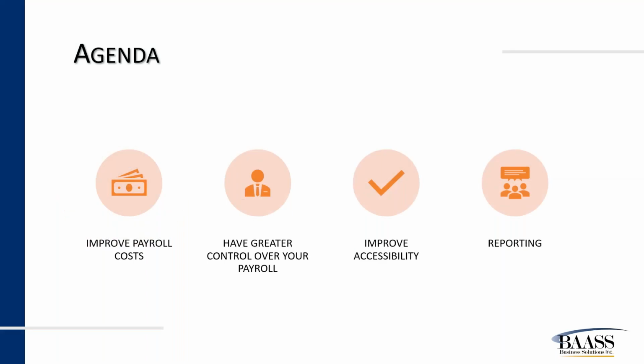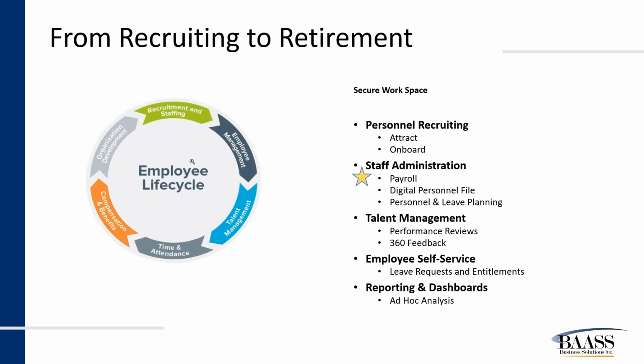For our agenda today, we're going to focus on these 4 points: improve payroll costs, how having Sage 300 Payroll can improve your payroll costs, having greater control over your payroll, improve accessibility, and reporting. The payroll cycle really starts from recruiting. After an employee is recruited, set up, and onboarded, they go to payroll and payroll sets them up. So today, we aren't going to go through the full cycle of an employee from recruiting to retirement. We're going to focus on payroll.